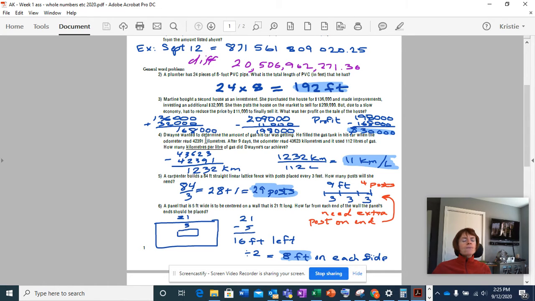For number 4, filled his tank, drove for 9 days. So the difference in the kilometers from when he started to when he finished was 1,232 kilometers. And that was a total of 112 liters of fuel. When you divide those, you get 11 kilometers per liter. Not very fuel efficient.